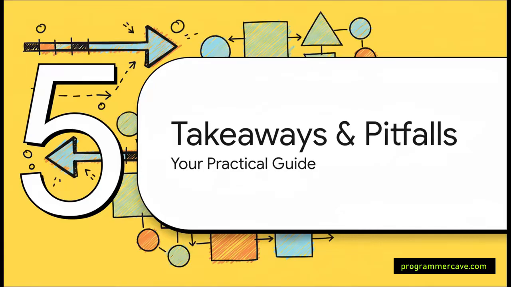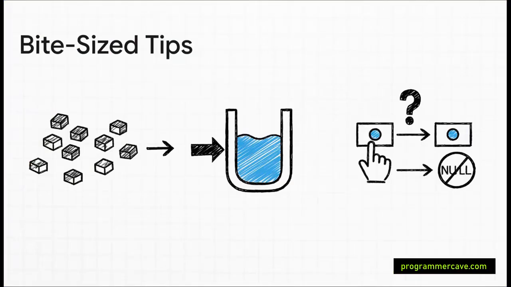Okay, so we've looked at the three big two-pointer patterns. Let's wrap this all up with a quick and dirty guide, some key takeaways and common mistakes to avoid when you start using these yourself. All right, here are a few bite-sized tips to remember. First, if you get an array problem and it's not sorted, try sorting it. That's often the key that unlocks the two-pointer solution.